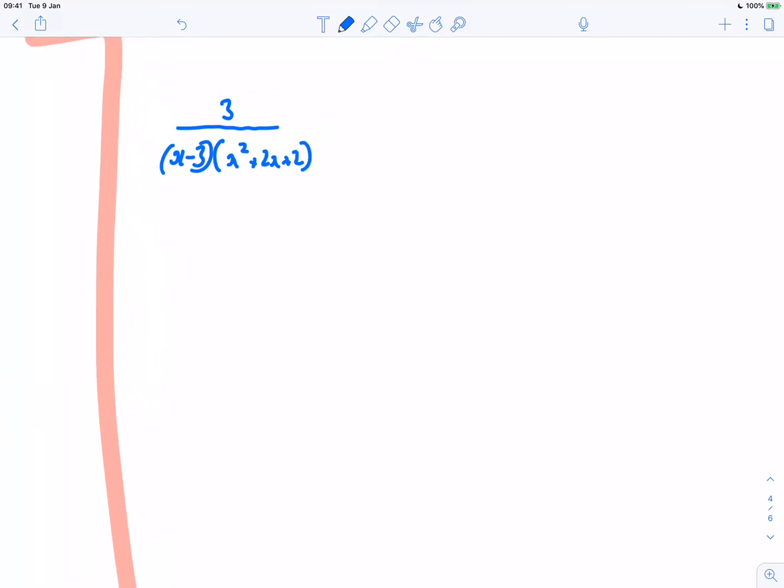Now this quadratic doesn't factorize, so that means this needs to be broken up into some constant over x minus 3 plus, and then because this is a quadratic that cannot be factorized or broken down anymore, I'm going to have to consider the largest order polynomial that's smaller than a quadratic. So that's clearly a linear one, so I'm going to have to consider bx plus c.